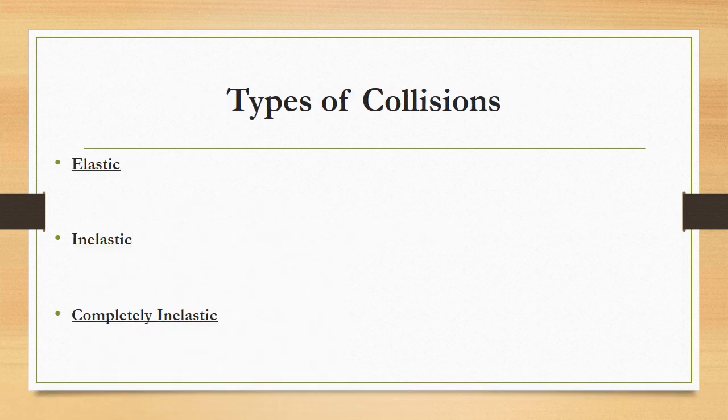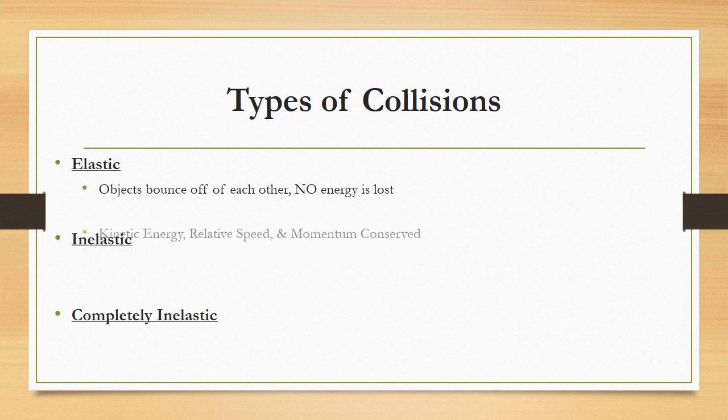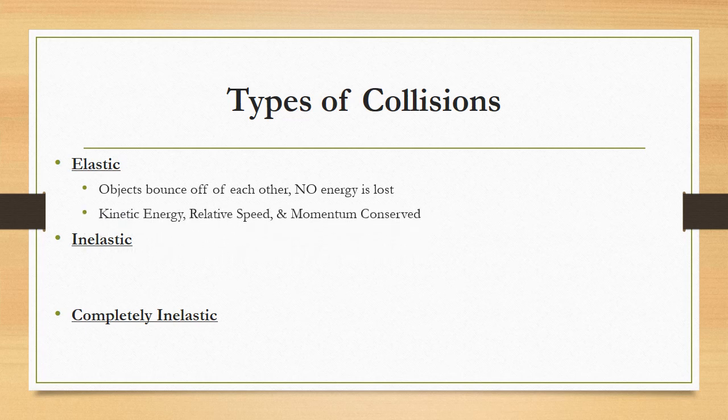All right, so there's three different types of collisions. Here they are. Let's talk about what they have in common and what's different. Elastic collisions are collisions in which two or more objects, but usually two, bounce off of each other without losing any energy. Because there is no energy loss to friction or air resistance, there are three conserved quantities. One is kinetic energy, two is relative speed, and three is momentum, like all collisions.